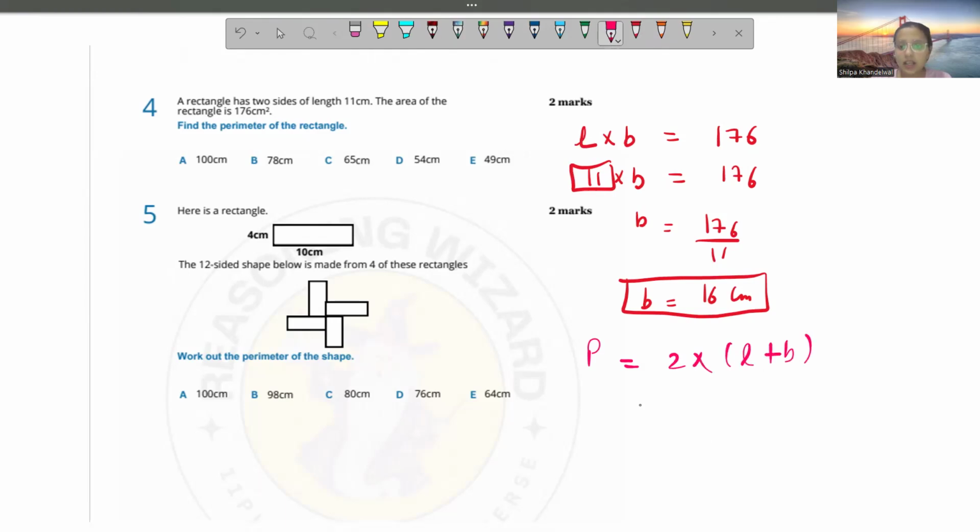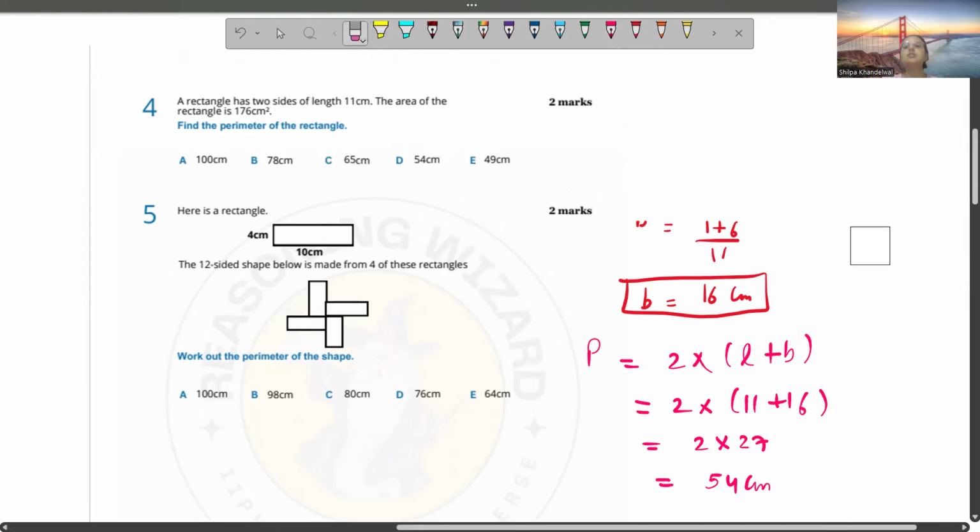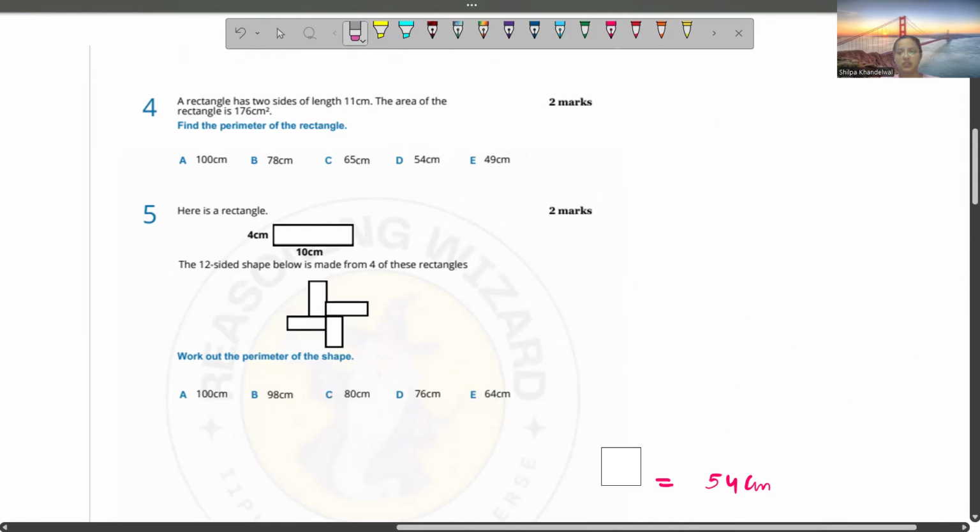So what is our length? Our length is basically 11 and our breadth is basically 16. Correct? So that would be equal to 27, right? And 27 times 2 is nothing but 54. So that's your answer, 54 centimeter. Very simple, right? Now let's move on to the last question of our worksheet.